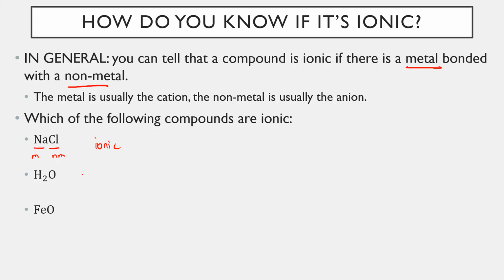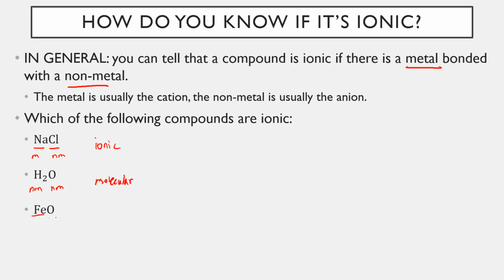Next one, H2O. You probably know that's water, right? H2O, hydrogen, which is way up in the top left corner, that's a nonmetal. And oxygen, which is kind of over on the right, is also a nonmetal. Guess what? That's not ionic. That's what we would call molecular. You didn't have to write molecular, but I'm going to write it anyway. It's a molecular compound.